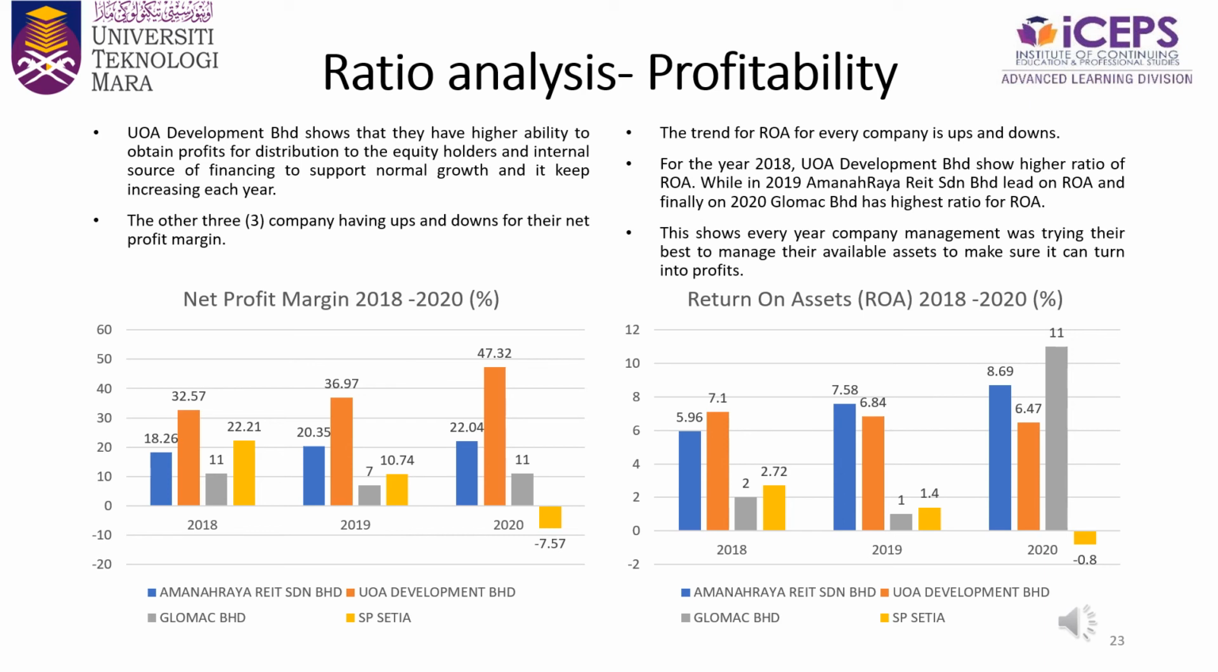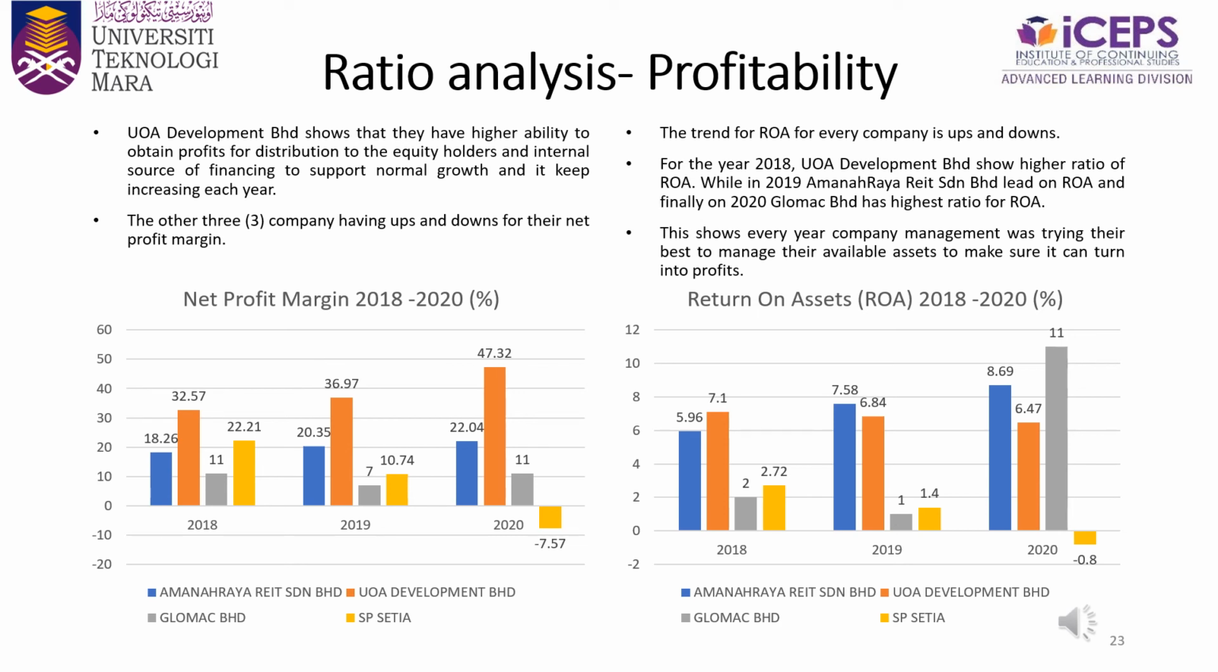Next is the analysis for profitability ratio. First is net profit margin. As you can see in the graph, UOA Development Berhad shows that they have a higher ability to obtain profits for distribution to the equity holders and as an internal source of financing to support normal growth, and it keeps increasing each year. The other three companies have ups and downs in their net profit margin.